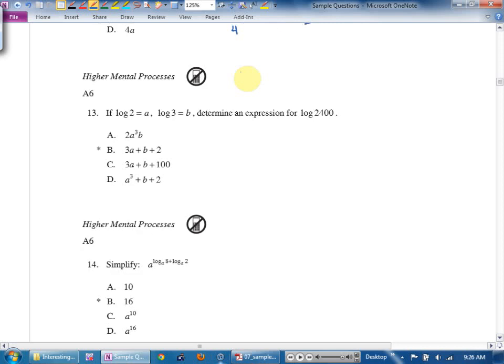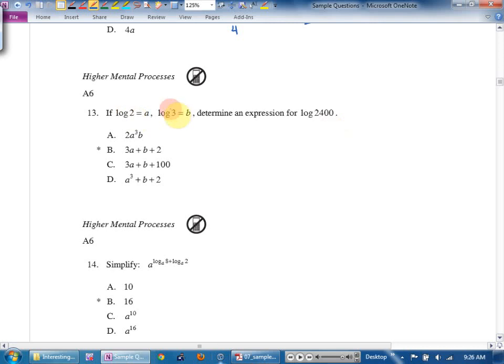Here's a tougher one. Here's an H question. Here's a curveball. If the log base 2 equals A and the log of 2, when they don't write a base, by the way, what is the base? It's called the common base, base 10. So the log base 10 of 2 is A, log base 10 of 3 is B. Determine an expression for that right there. Huh? What number is this? 2.